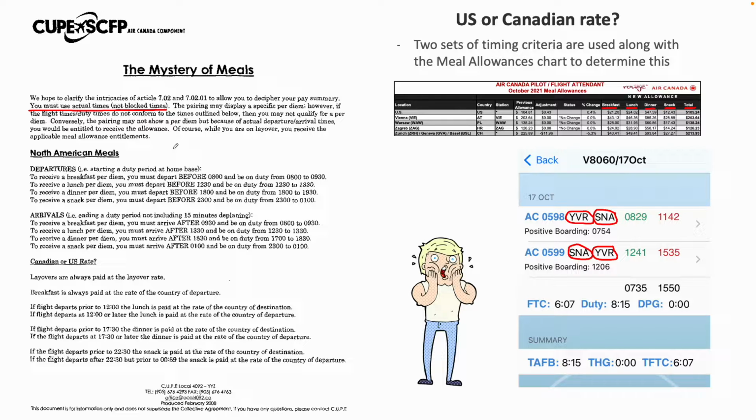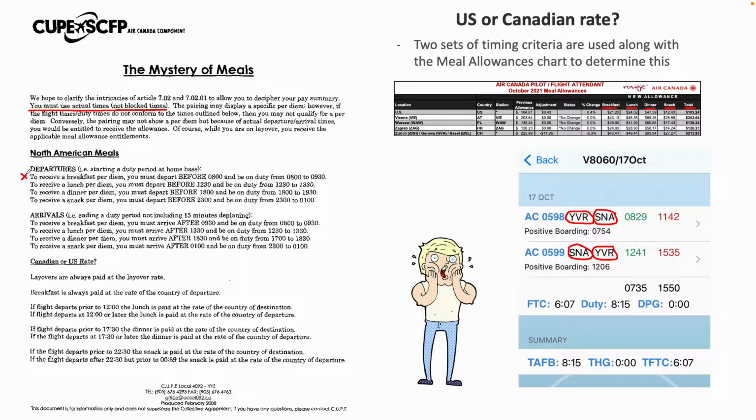So let's start with the first one. To receive a breakfast per diem, you must depart before 8 a.m. And that is strictly not true because we can see that even though I departed early, it was 8:29, so this first line does not apply.